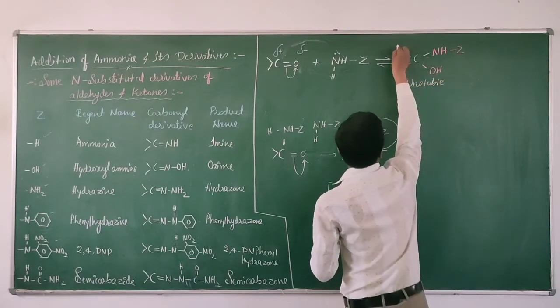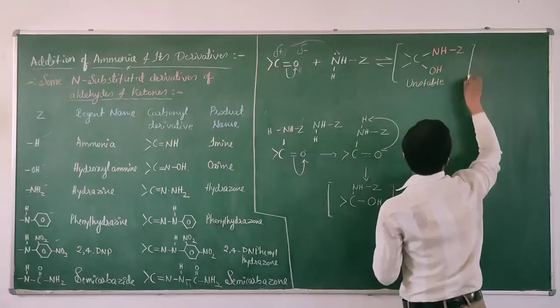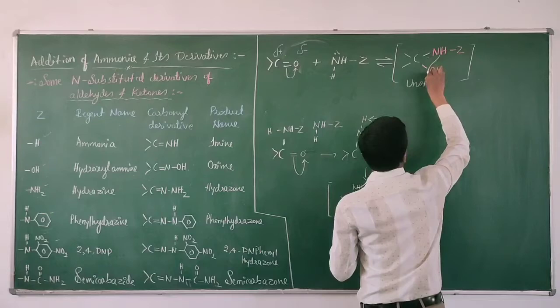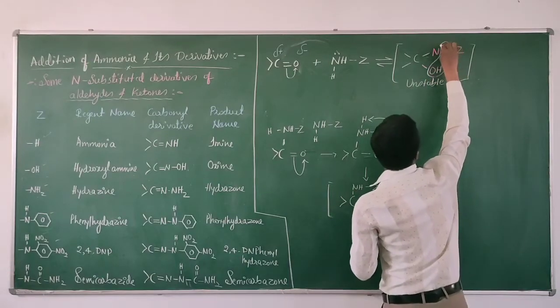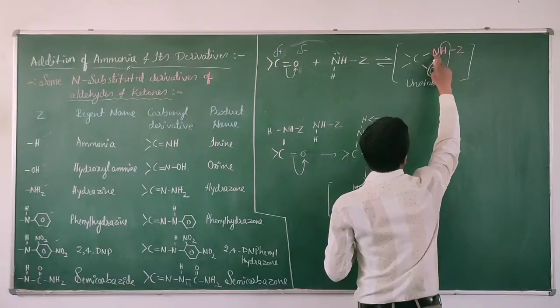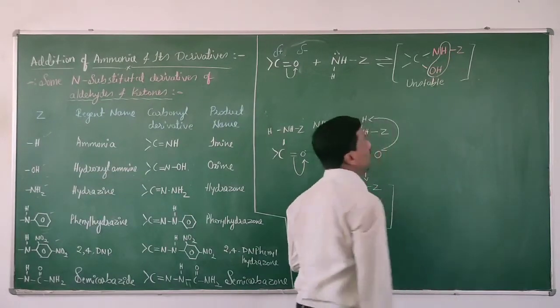This is what? Highly unstable. This will lose the water. This unstable intermediate loses water. Here one bond has broken, and from the nitrogen also one bond has broken.